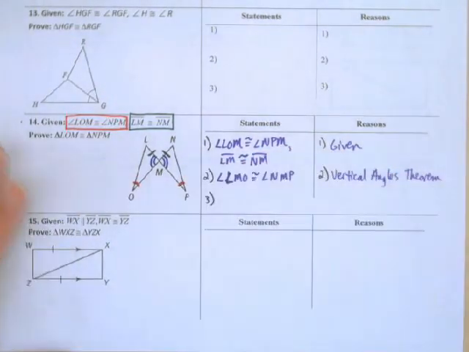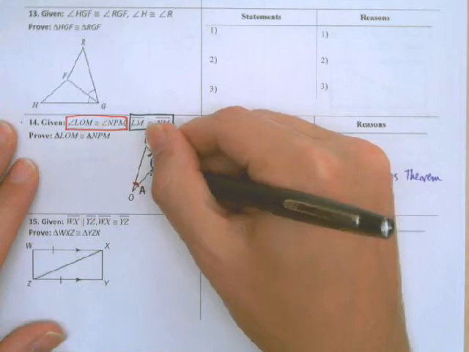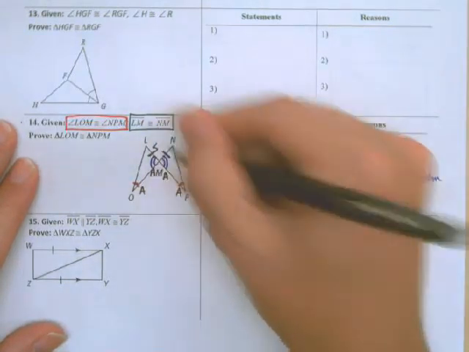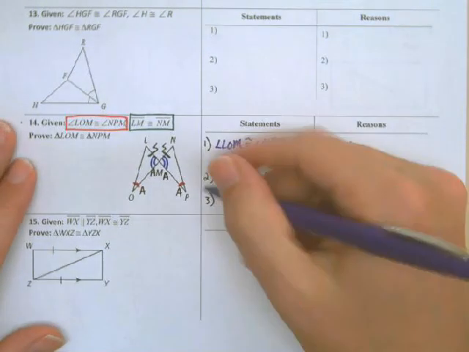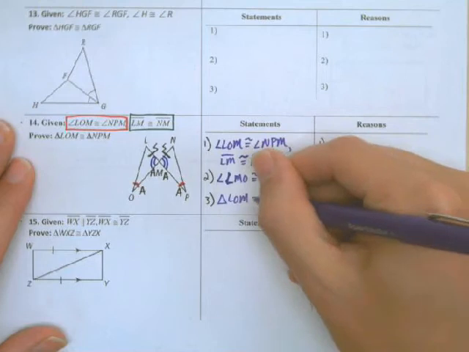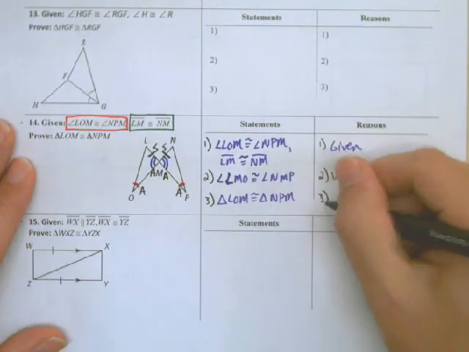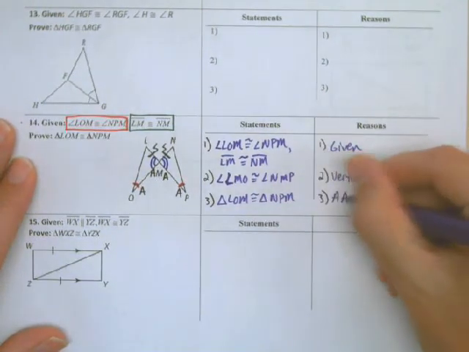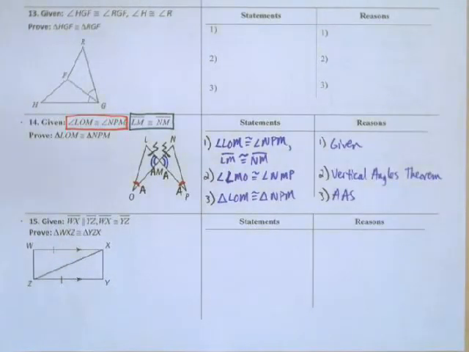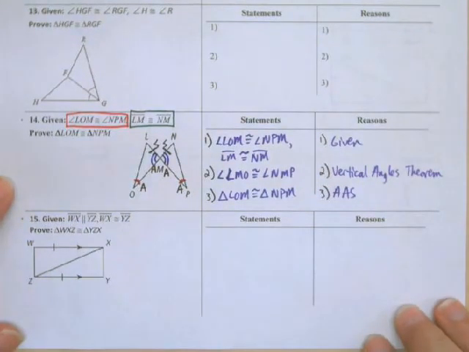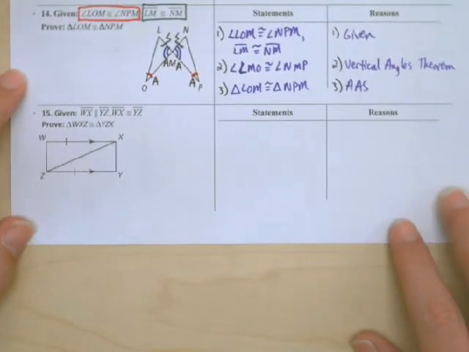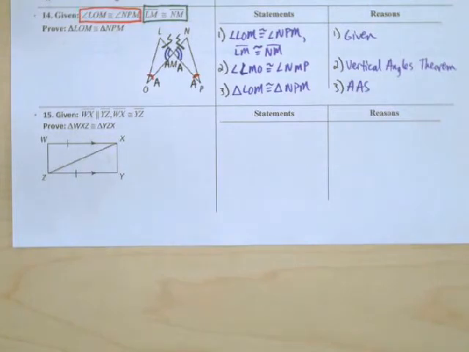And now we are ready to use one of our congruence rules. Specifically, angle side. And the last proof that I'm going to do is number 15. Number 15 says, given side WX is parallel to side YZ.